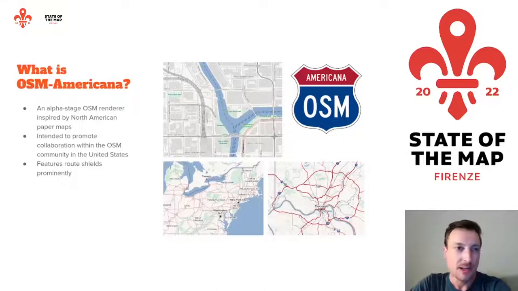So OpenStreetMap Americana is an alpha stage OpenStreetMap renderer inspired by North American paper maps and road atlases, and it's intended to promote collaboration within the OpenStreetMap community of the United States. A lot of important features are still missing, like points of interest and land use, so it's very much a work in progress, but one of the features we've been working on extensively is route shields.